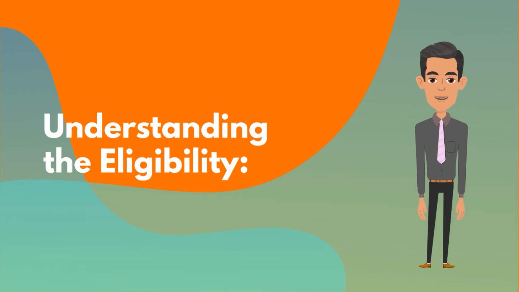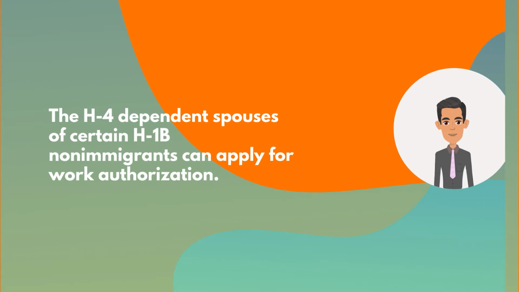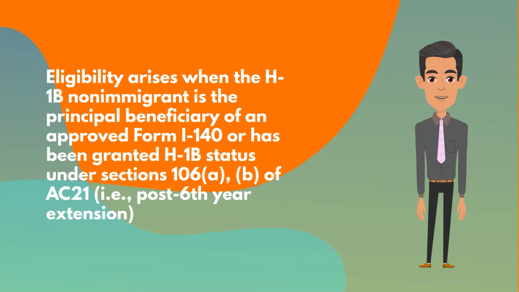Understanding the eligibility. The H-4 dependent spouses of certain H-1B non-immigrants can apply for work authorization. Eligibility arises when the H-1B non-immigrant is the principal beneficiary of an approved Form I-140 or has been granted H-1B status under Sections 106(a) and (b) of AC21, i.e., post-6th-year extension.